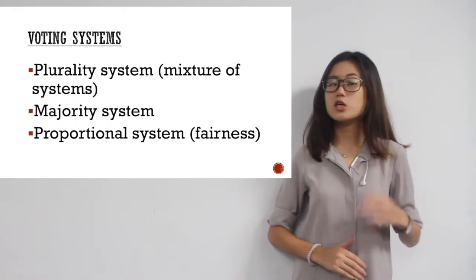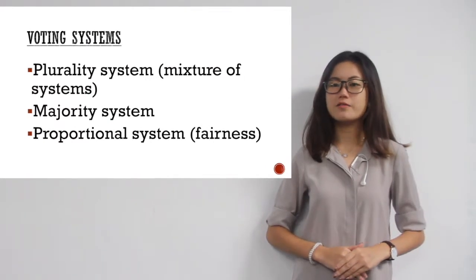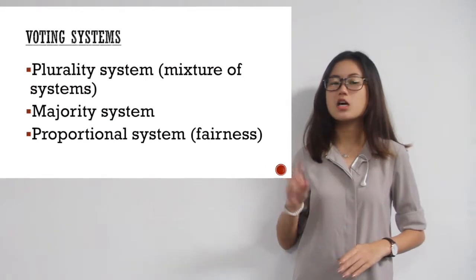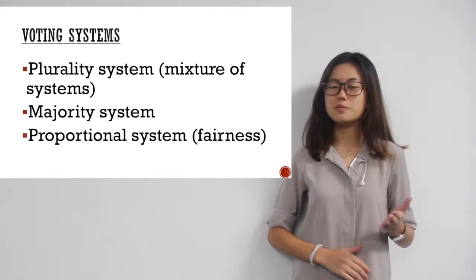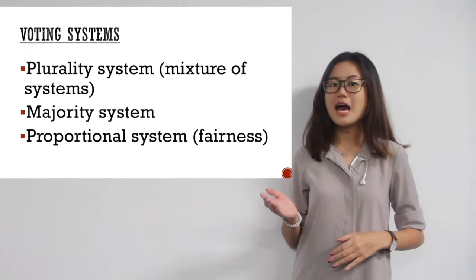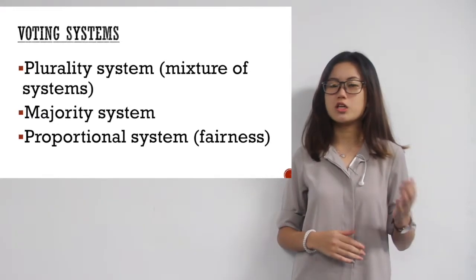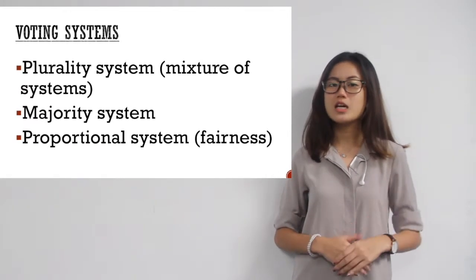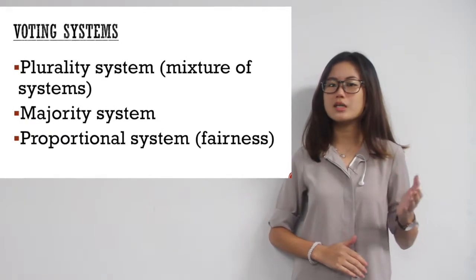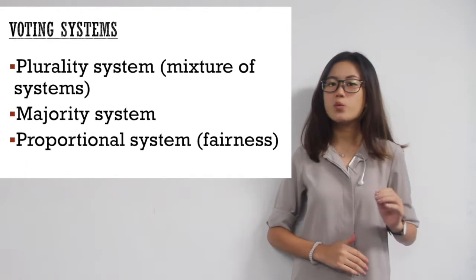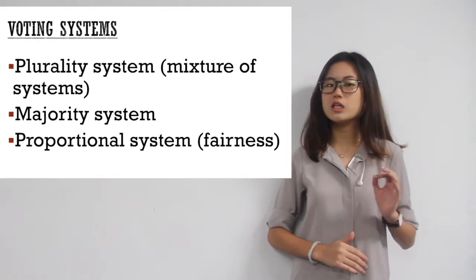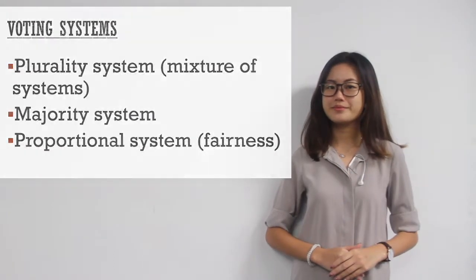Vernon Bogdanor, in his own perception, had categorized the voting system into three parts, which include the plurality system, which is a mixture of systems, the majority systems, and the proportional systems, which comprise fairness. Each of the systems has its own unique style and concept in choosing the righteous members of parliament, and one may be more suitable in a continent than the other.